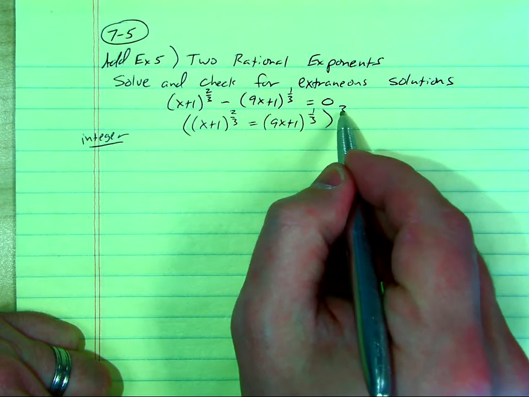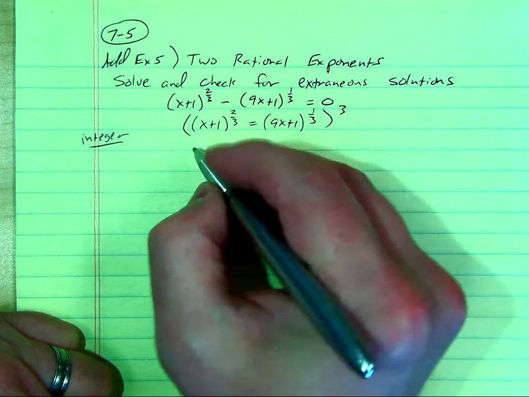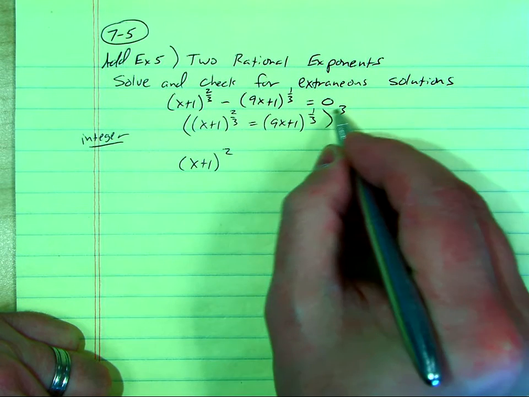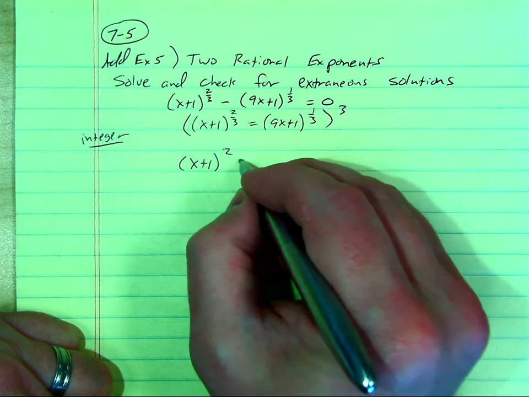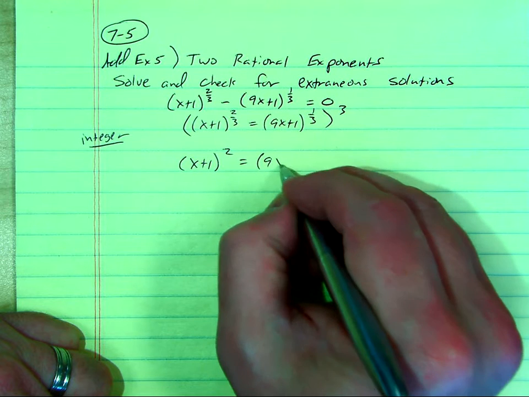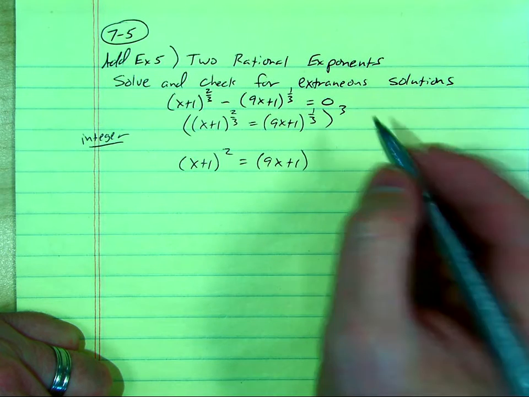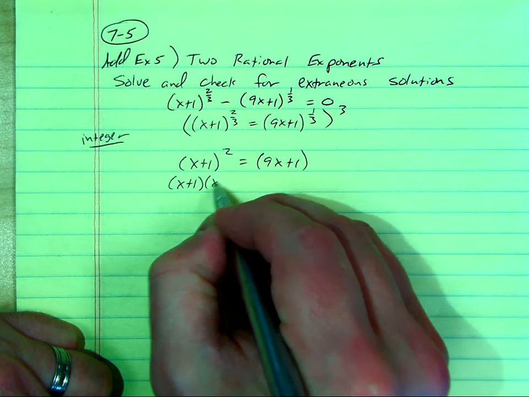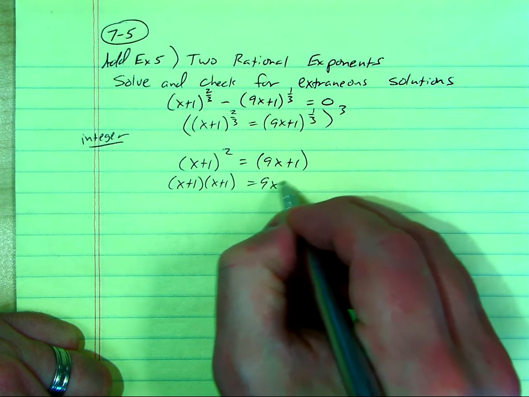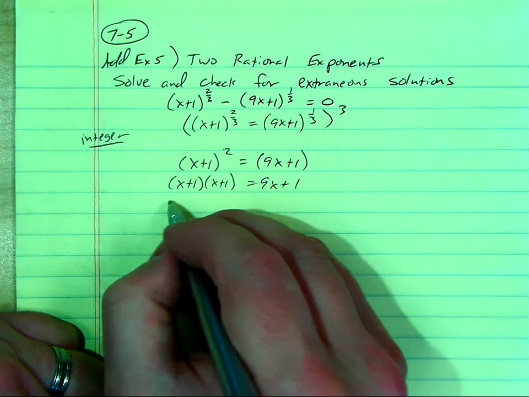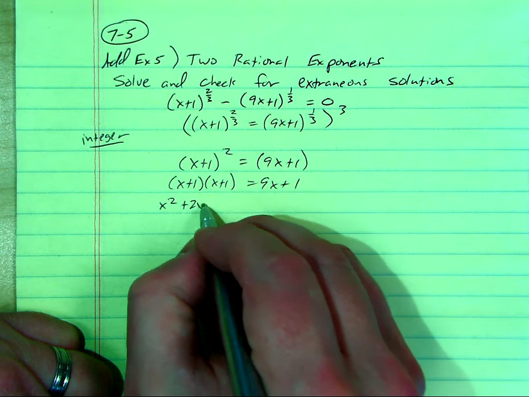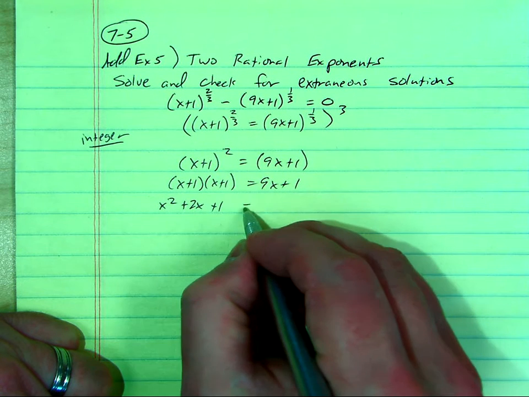So 2/3 times 3, the 2 is going to survive, so it's going to be x plus 1 squared. This side, 3 times 1/3 is just 1. So just the 9x plus 1 drops out by itself. Now we have to FOIL out this again, x plus 1 times x plus 1. So let's do this real quick. This is x squared plus 1x plus 1x is plus 2x and then plus 1.